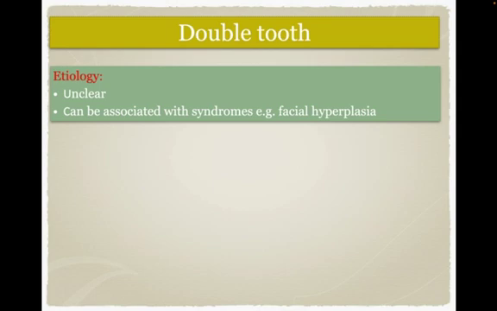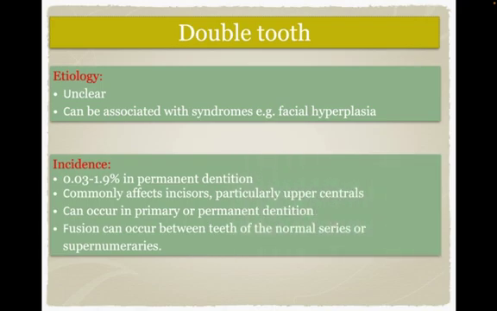Etiology is unclear, but it can be associated with syndromes like facial hyperplasia. It's seen in about 1.9% of the permanent dentition, commonly affecting the incisors, particularly the central incisors, and can occur in the primary and permanent dentition. Now, fusion can occur between a tooth of the normal series or a tooth with a supernumerary tooth.